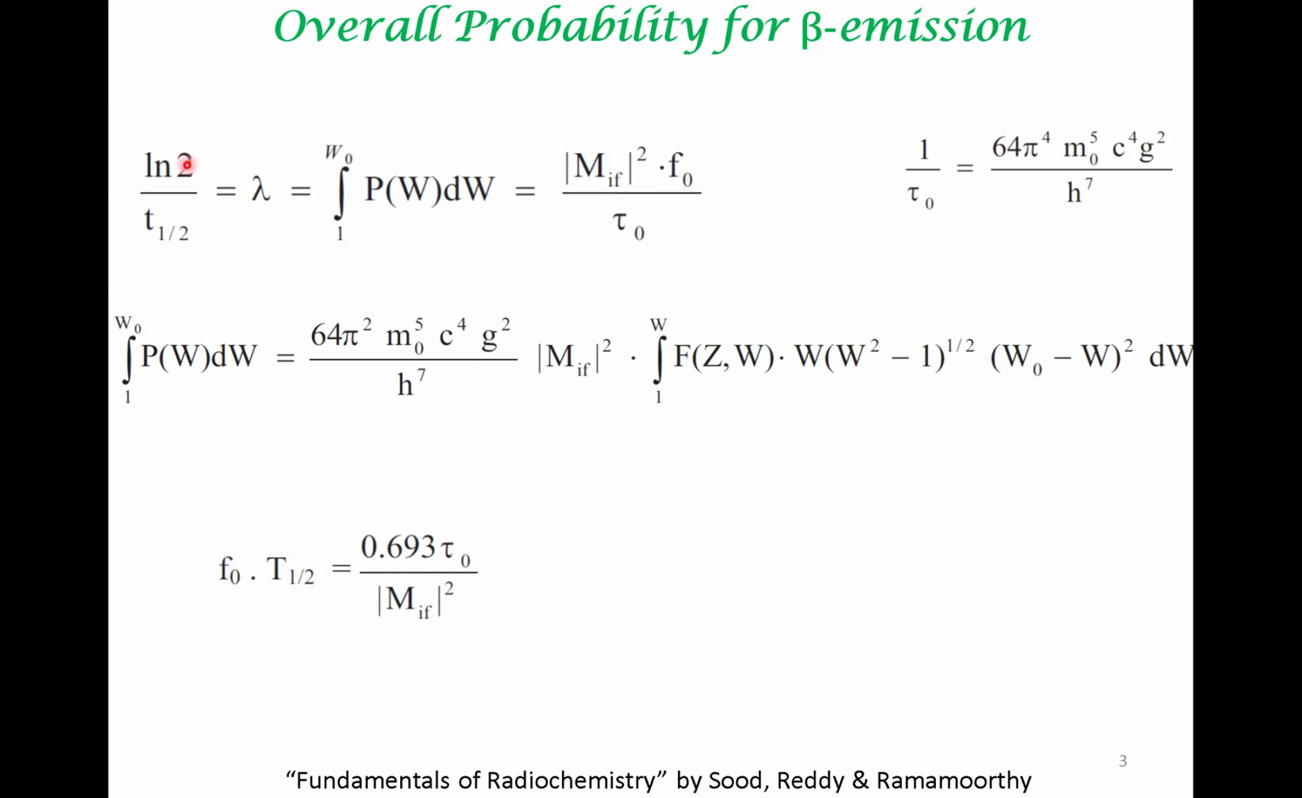This times this is equal to ln 2, that is 0.693, times T naught divided by this quantity. So this expression comes from this expression. Why do we write it in this manner? What we have here is a constant, and the expression is provided here. So ft, which amounts to these two terms, is a universal constant divided by this quantity.